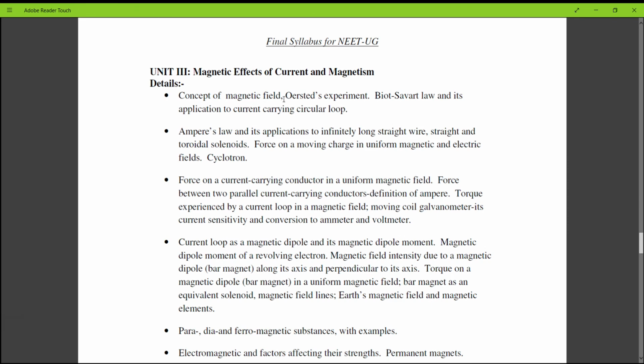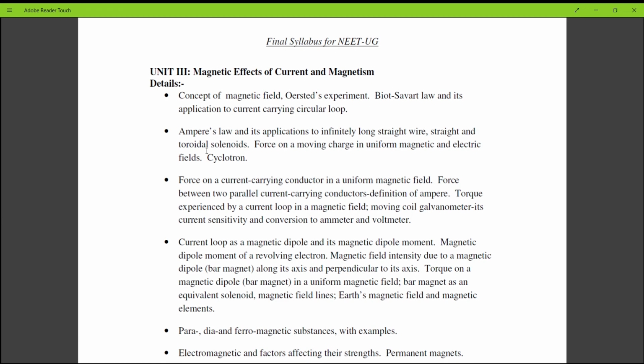Concept of magnetic field, Oersted's experiment, Biot-Savart law and its application to current carrying circular loop. Then Ampere's law and its application to infinitely long straight wire, straight and toroidal solenoids, force on a moving charge in uniform magnetic and electric field, and cyclotron, force on current carrying conductor in a uniform magnetic field, force between two parallel current carrying conductors, definition of Ampere.